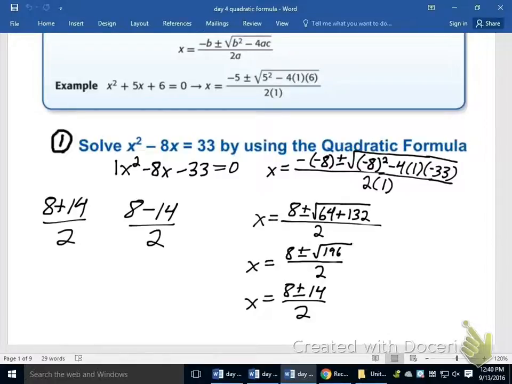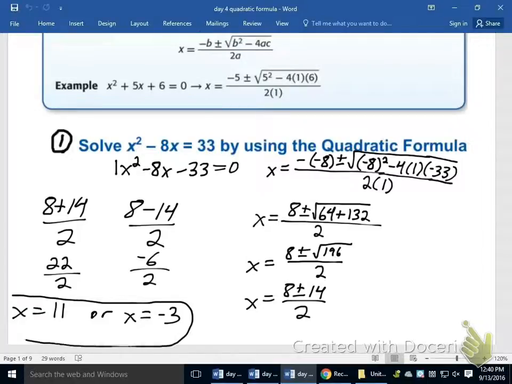Doing the 8 plus 14, I'll have 22 divided by 2, and that is 11. X equals 11, or over here, 8 minus 14 is negative 6. Divide that by 2, I get x equal negative 3, and there's my two answers for the quadratic equation.